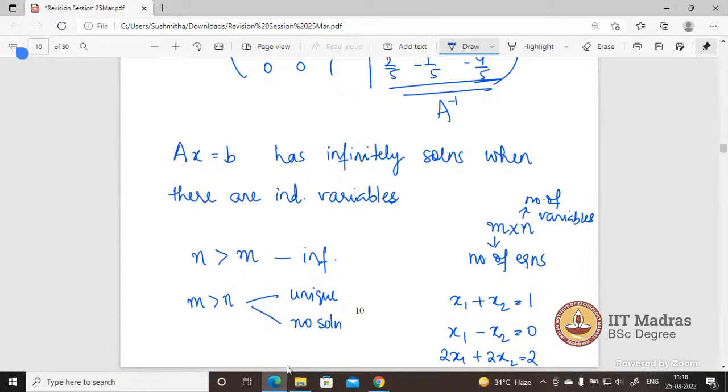No, not infinite. See, in this case, these two equations are actually the same, right? Or we can say it's inconsistent, no solution. So basically, ma'am, if it is a linear combination, then it will be a unique solution. But if it is totally different, then no solution, right? Because the x1 value may be different in both of them.